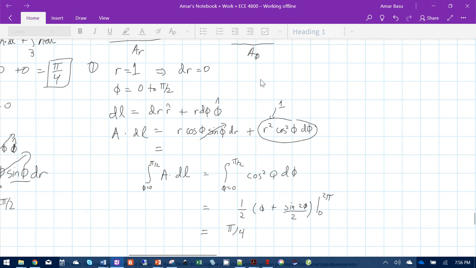Now what we do is we substitute these values, the equation of the line. Wherever we see r, we put 1, so this would become 1. Wherever we see dr, that becomes 0. So that's why this term basically goes away.